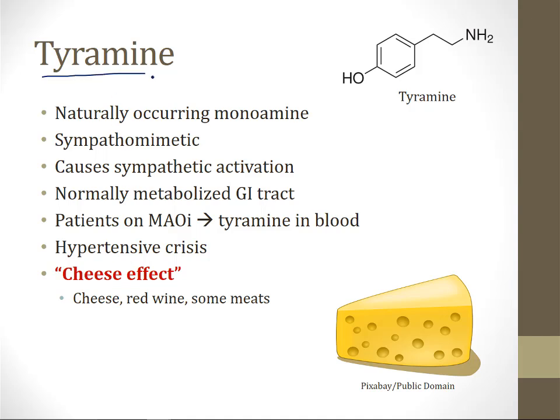Tyramine is a naturally occurring substance that is a monoamine. This is its structure on the screen here. It's got a benzene ring attached to a nitrogen group. If it gets into your bloodstream, it can act as a sympathomimetic and activate sympathetic nervous system receptors.